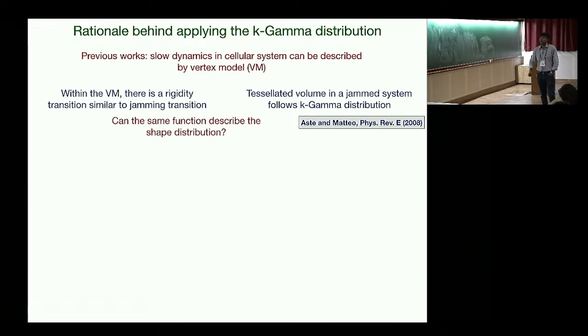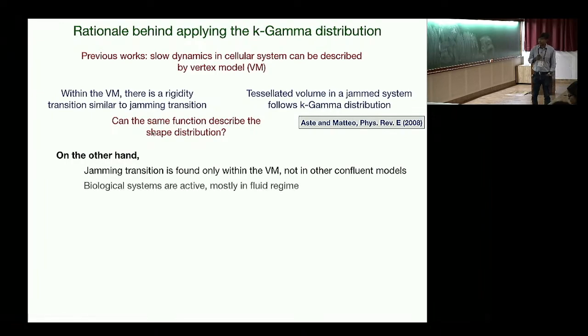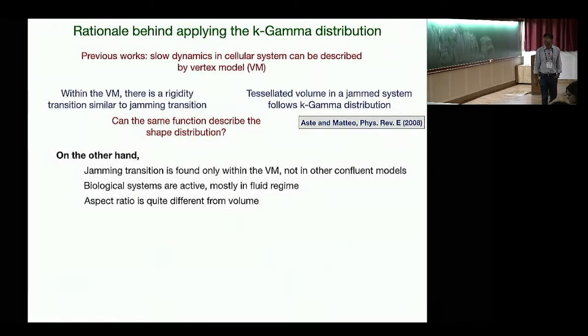So the authors ponder whether one can describe the shape distribution as well via the same k-gamma function. But there are a couple of points. First of all, this jamming transition is found within this particular model known as the vertex model. There are other models of confluent systems as well, such as the Voronoi model, the cellular Potts model, etc. And in those models, you do not have this rigidity transition or the jamming-like transition. Furthermore, biological systems are active. What it means is that they are mostly in the fluid regime. So therefore, why the jamming-like scenario should apply is not clear.